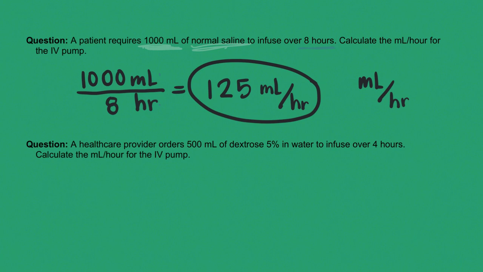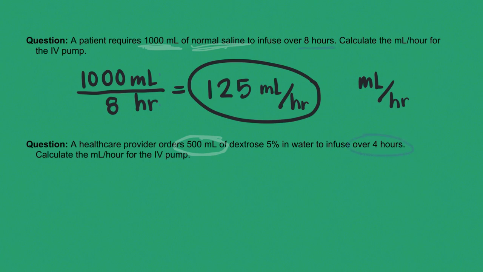A healthcare provider orders 500 milliliters of dextrose 5% in water, that's D5W for short, and it's to infuse over 4 hours. Calculate the milliliters per hour for the IV pump. All right, first things first, our two pieces of information. What are you looking for here? You could circle it. You're looking for volume that's ordered, and then you're also looking for the time that it's ordered over.